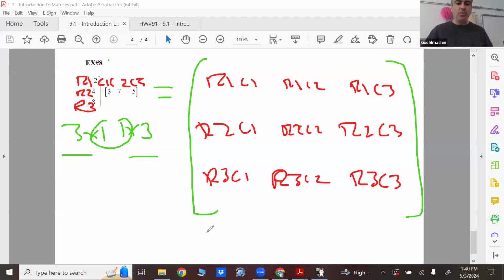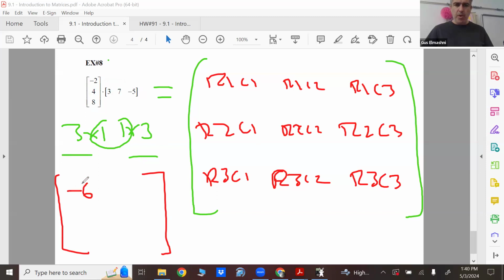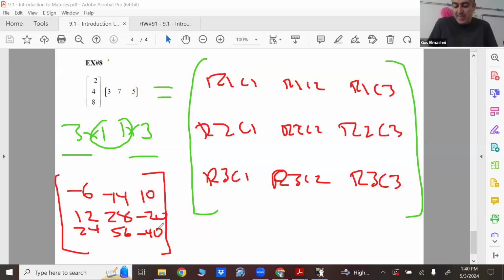So we do it. Should be pretty easy. What happens when you multiply -2 with 3? And then row 1 with C2 is -14. Row 1 with C3 is 10. Rinse and repeat. 4 times 3 is 12. 28. -20. 24. 56. And -40. That's all. So yeah, that's what we do.